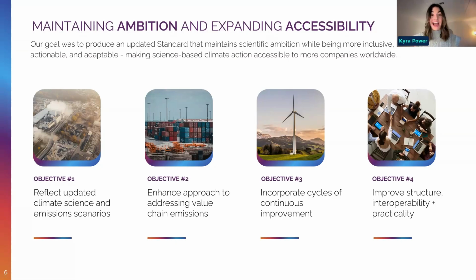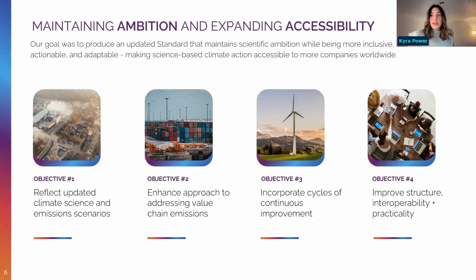Part of the reason and rationale for that is reflected in Objective 1 here, to reflect the latest climate science, updating the underlying pathways in line with updated scenarios from the IPCC and others. Apart from that, we also recognized and were told repeatedly and emphatically, probably from some of you on this call, that an evolution was necessary when it came to approaching the complexity of Scope 3 or value chain emissions.